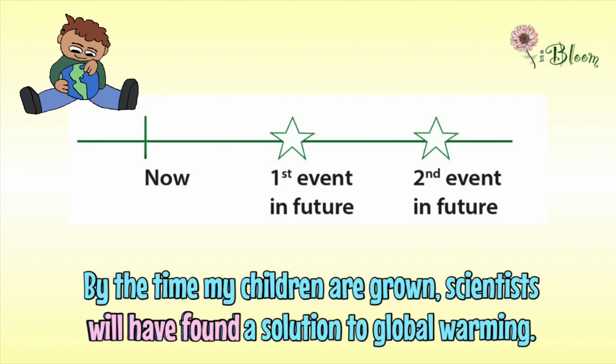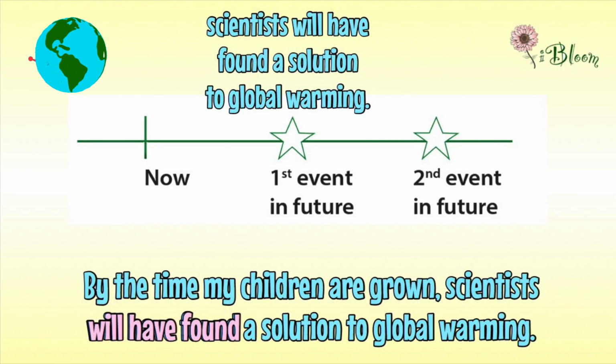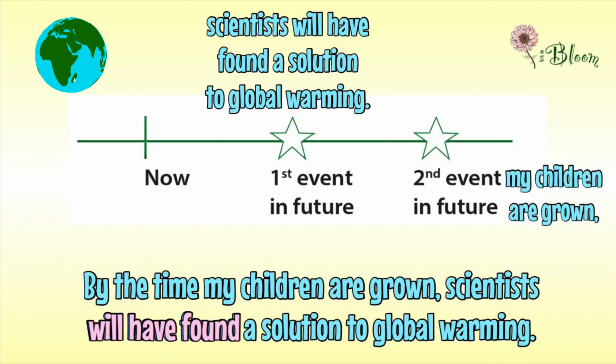So first thing in the future, what will happen? The first event is scientists will have found a solution to global warming. Second event is my children are grown. The word by here means before. By the time my children are grown, before the time my children are grown. So first thing in the future, scientists will have found a solution to global warming. Second event, my children are grown.